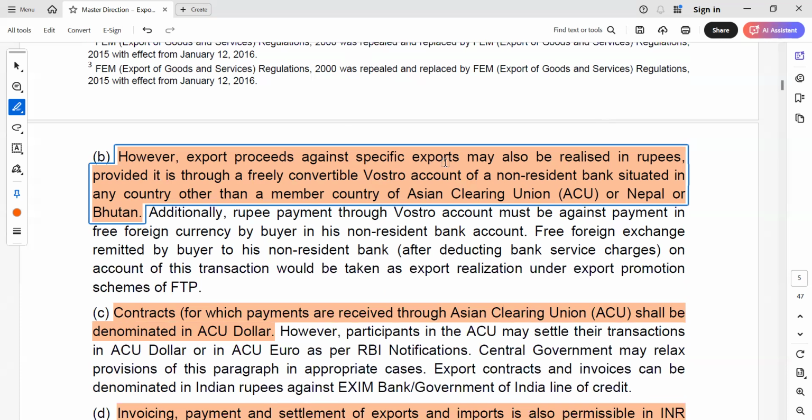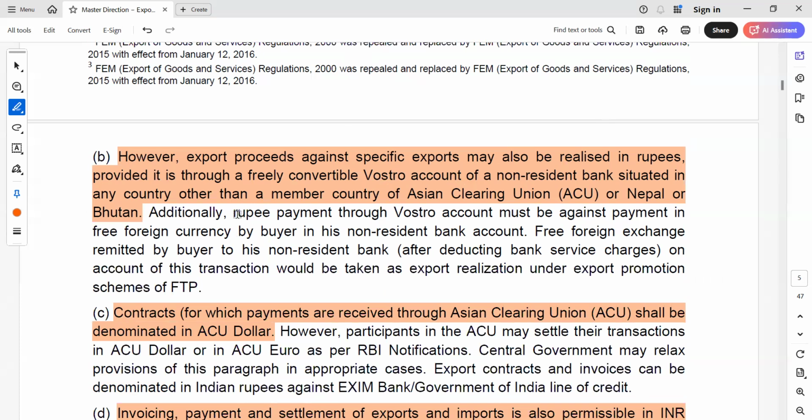There are some specific exports for which the realization can also be taken in rupees. For that, it should be done through a Vostro account of a non-resident bank; you remember this. Additionally, rupee payment through the Vostro account must be against payment in free foreign currency by the buyer in his non-resident bank account. So friends, the amount in that Vostro account must come against free foreign currency. Free foreign currency remitted by the buyer to his non-resident bank, after deducting bank service charges on account of this transaction, would be taken as export realization under the export promotion scheme of foreign trade policy.